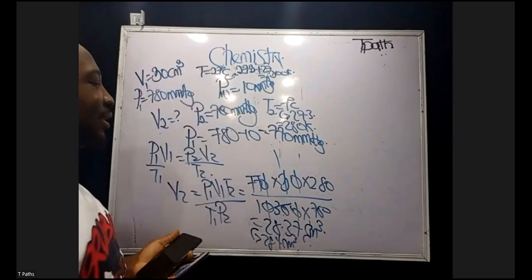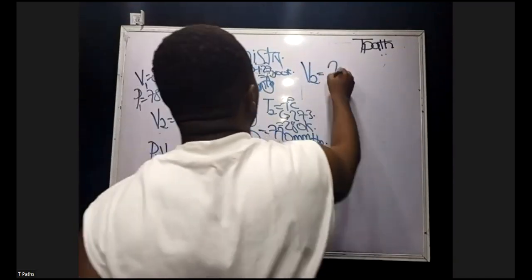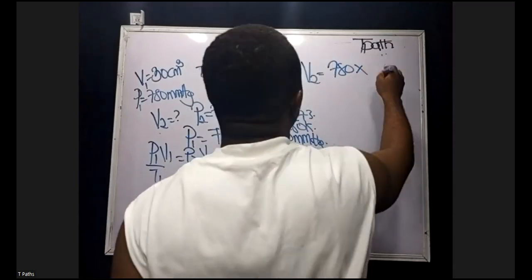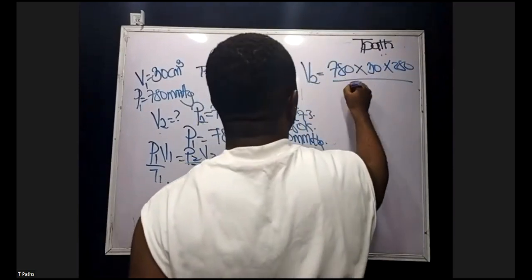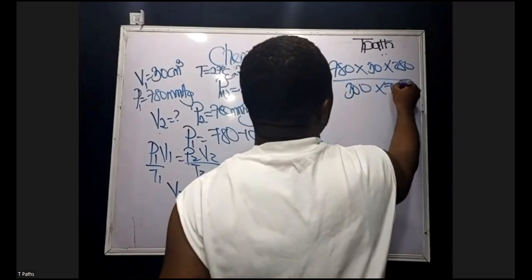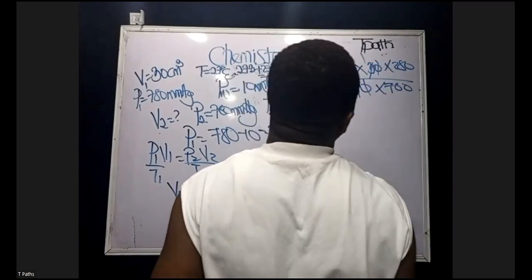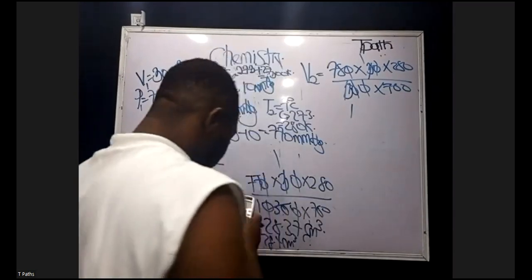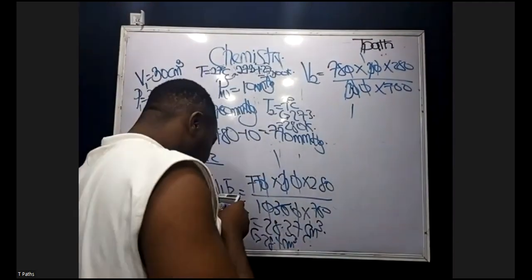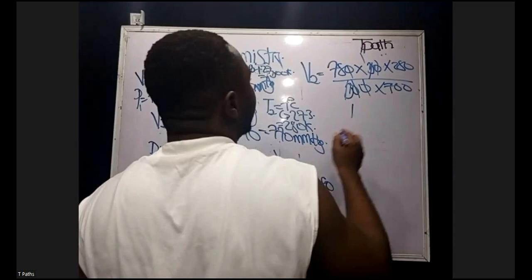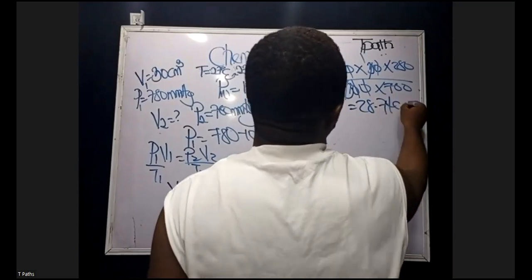Guys, what if someone was naive? So V2 is equal to the same formula. What is your P1? 780. Your V1 is 30 times 280 over 300 times 760. Same thing. The 30 is cancelled. So I am left with 78 times 280 divided by 760. That is 28.74 cm3.